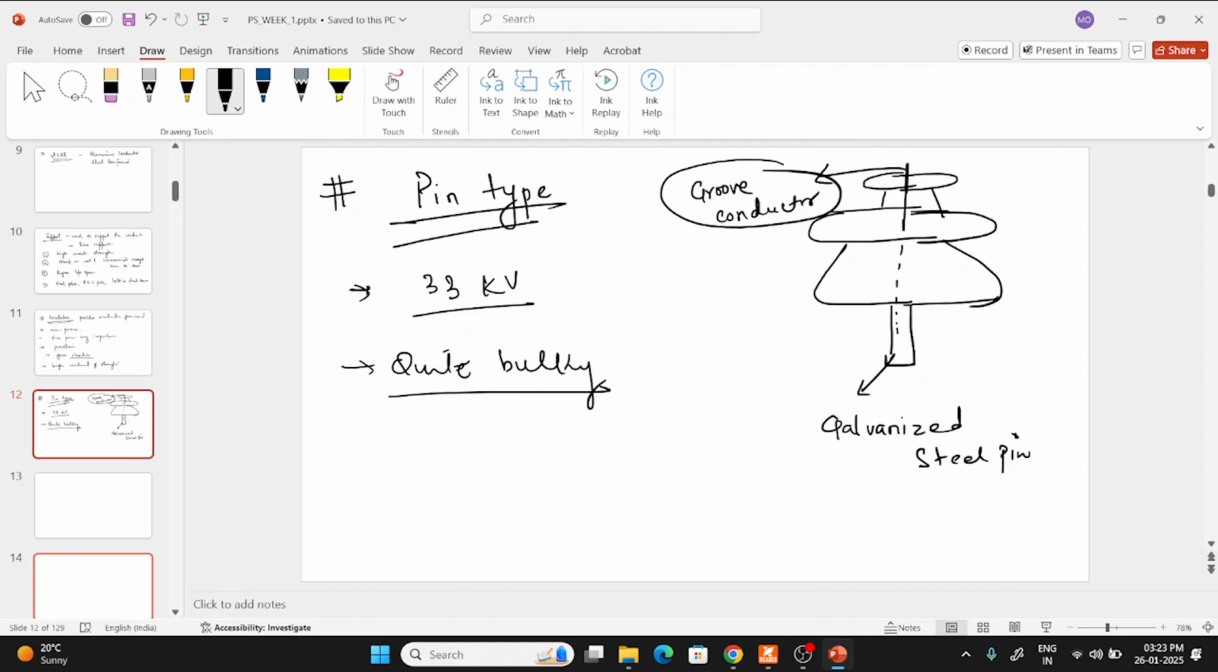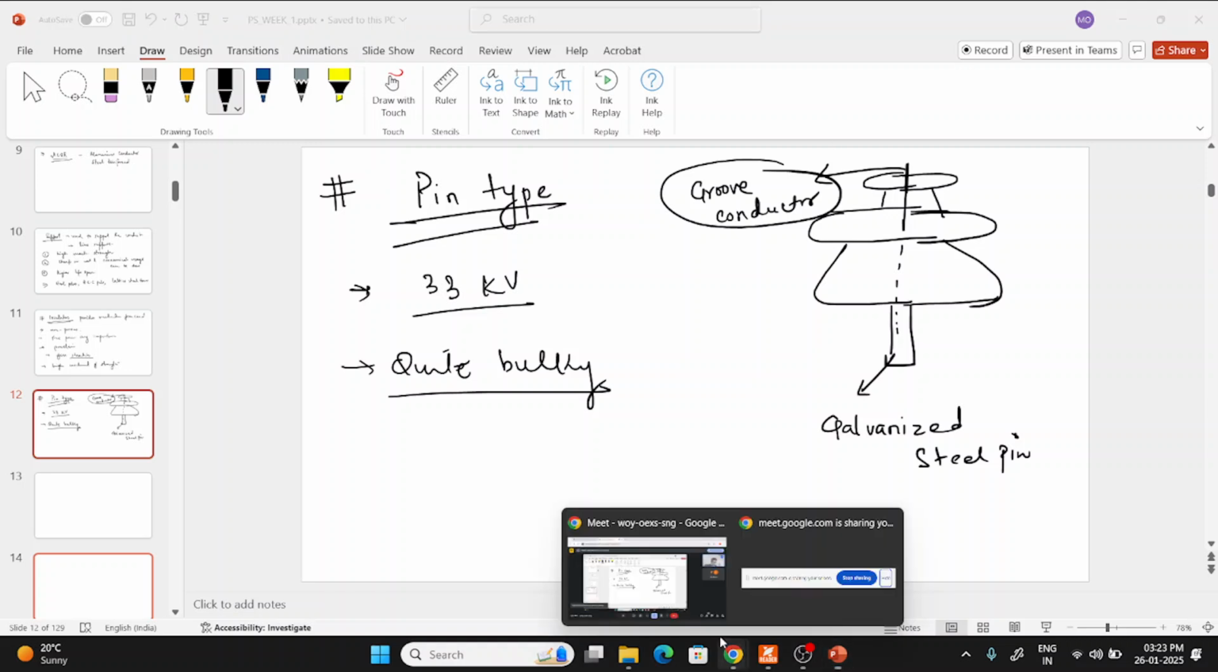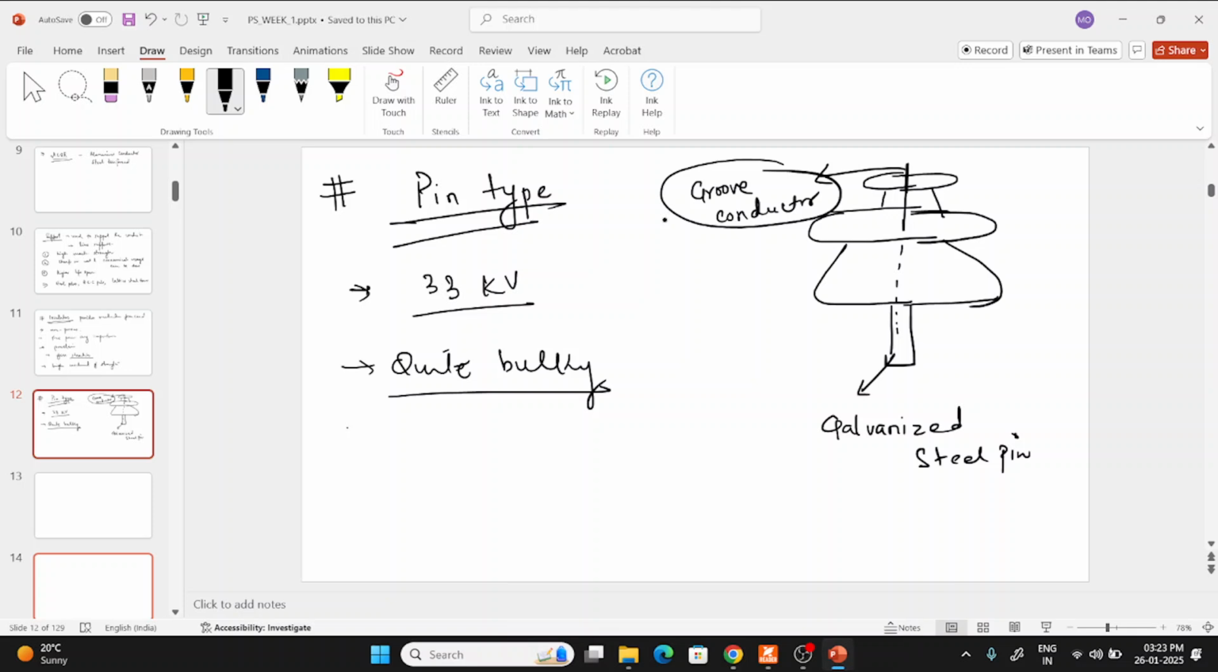That's why it becomes quite bulky. Then it becomes uneconomical to use.